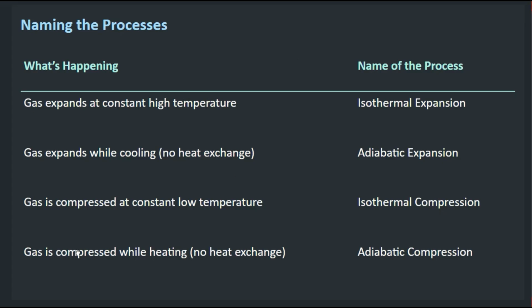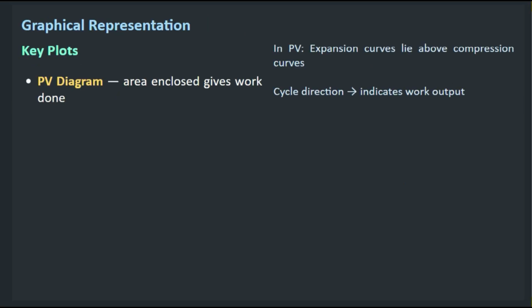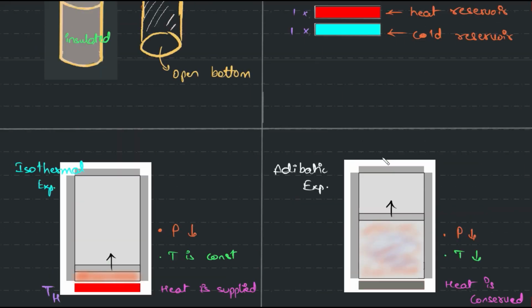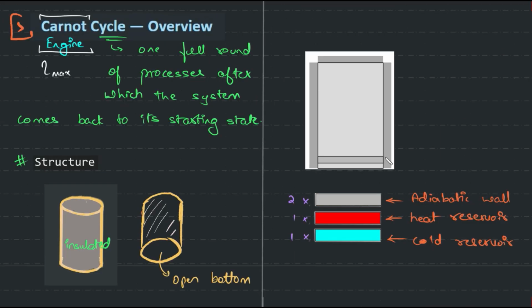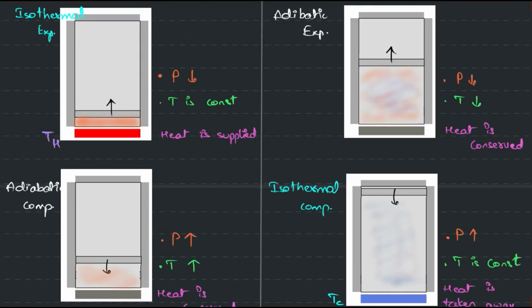Okay, that's that. Then we saw what happens with the pressure, volume and temperature with each cycle. And this is for the next video. Okay, so I think this is pretty good enough for you guys to get started with. So please write this. And then this as well. In the next video, we're going to understand the graphical representation of all of this.